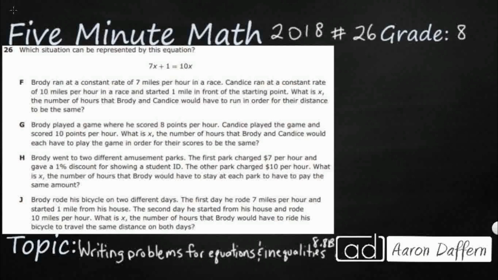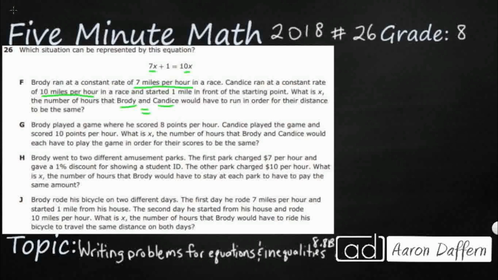Brody ran at a constant rate of 7 miles per hour. Okay, so Brody, 7 miles per hour. Candace ran at a constant rate of 10 miles per hour. So I'm seeing that 7x and the 10x. And started 1 mile in front of the starting point. What is x, the number of hours that Brody and Candace would have to run in order for their distance to be the same? Well, so we need Brody and Candace to be the same.